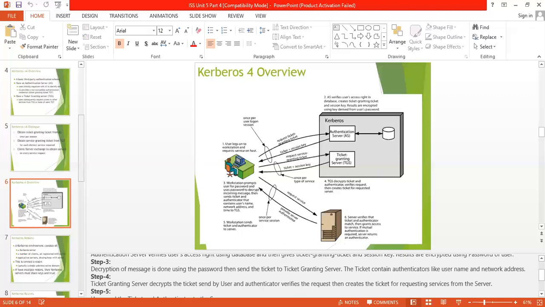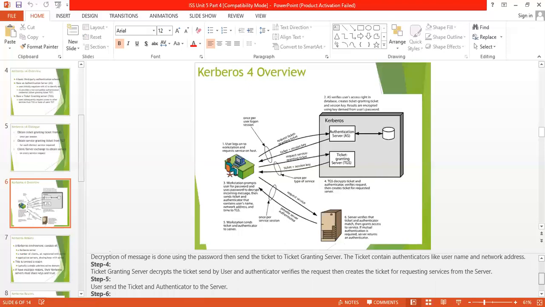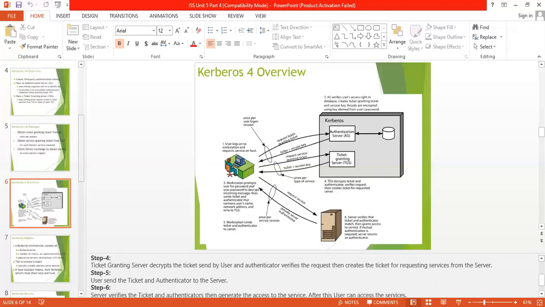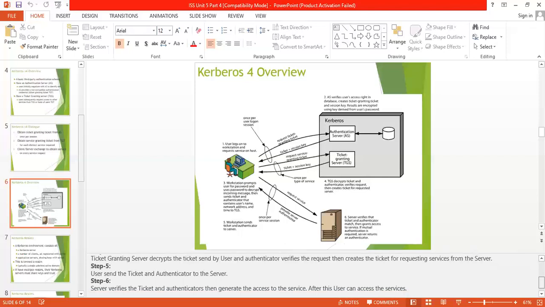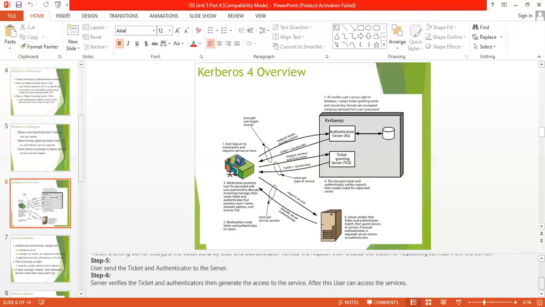In step 5, the user sends the ticket and authenticator to the server. In step 6, the server verifies the ticket and authenticator, then grants access to the service. After this, the user can access the service. So this is a simple basic overview of Kerberos version 4.